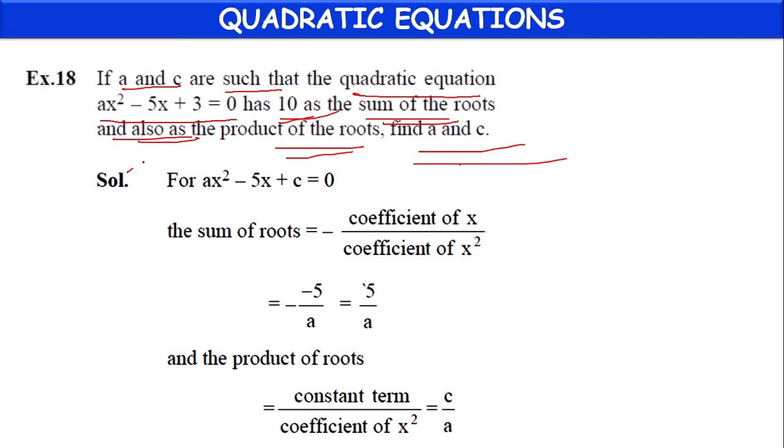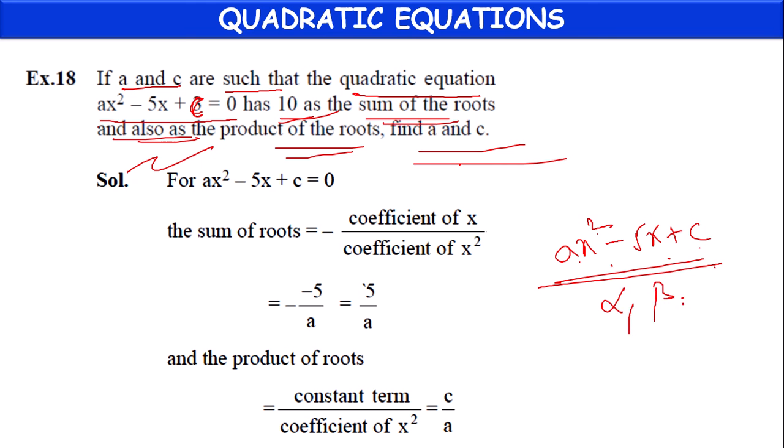Here, children, this is not 3 actually, this is c. The given equation is ax square minus 5x plus c. We have a quadratic equation ax square minus 5x plus c such that if it has roots alpha and beta, their sum is 10 and their product is 10. Both are equal to 10. Then we have to find the value of a and c.